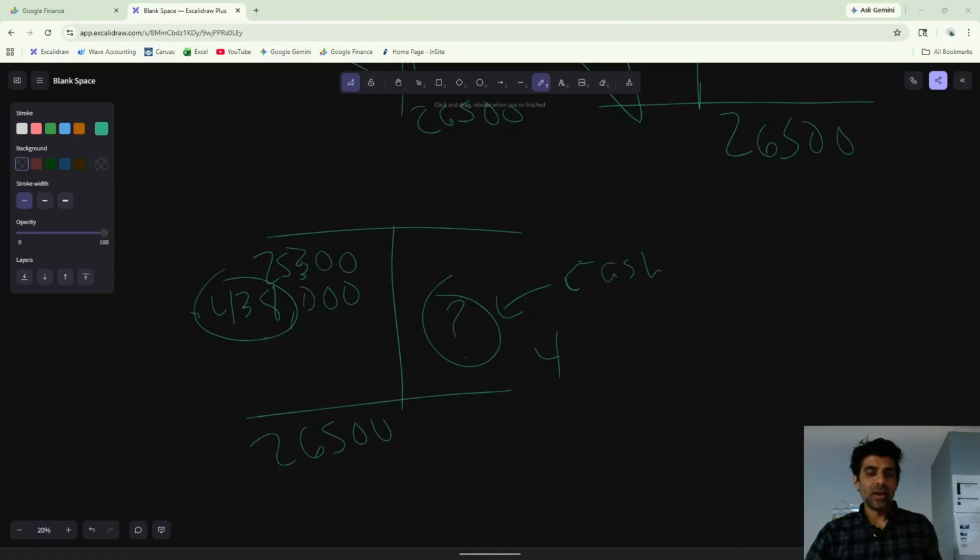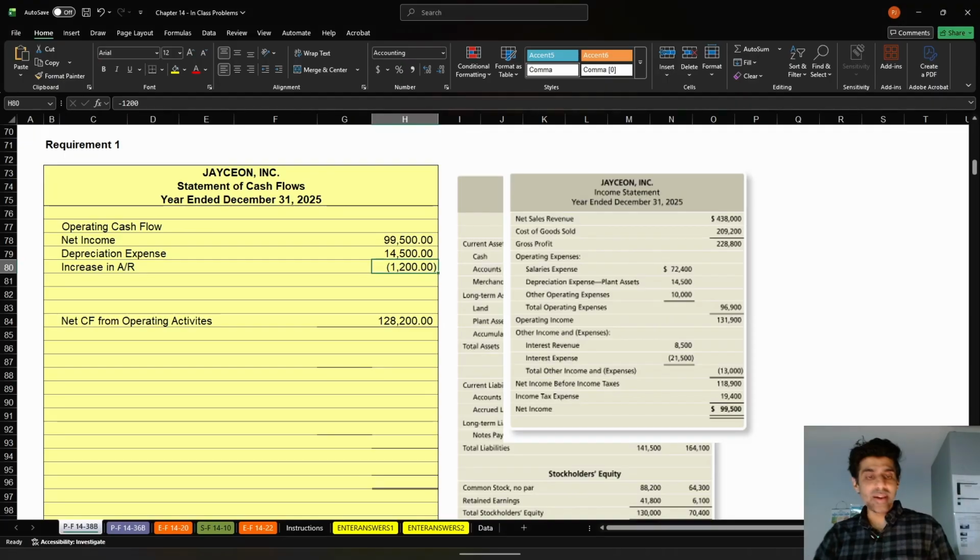Okay, so again, we're trying to adjust net income, which includes this full $438,000, for how much cash flow came in. And we just saw with the T account that it wasn't a full 438,000 of cash that came in. It was slightly less than that. So that's why this is a negative adjustment.